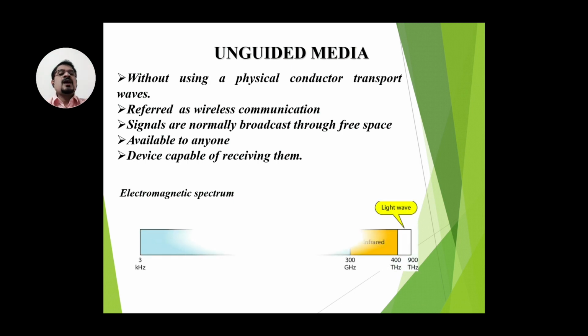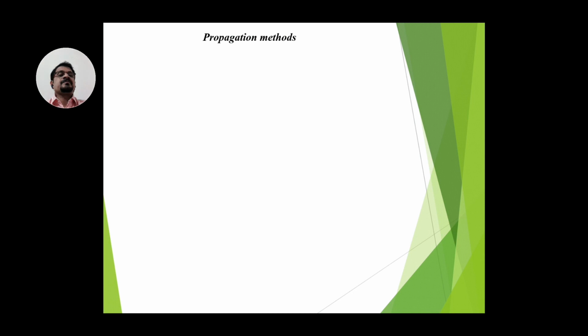Now we can see the electromagnetic spectrum, the frequency of the spectrum, that is, which frequencies can be used for what type of data communication. From 3 kilohertz to 300 gigahertz is for radio wave and microwave. There is no clear distinction between radio and microwave, but anyhow, let us discuss in detail what frequencies they use. Then infrared signals can be used from 300 gigahertz to 400 terahertz, and after that come the light waves.